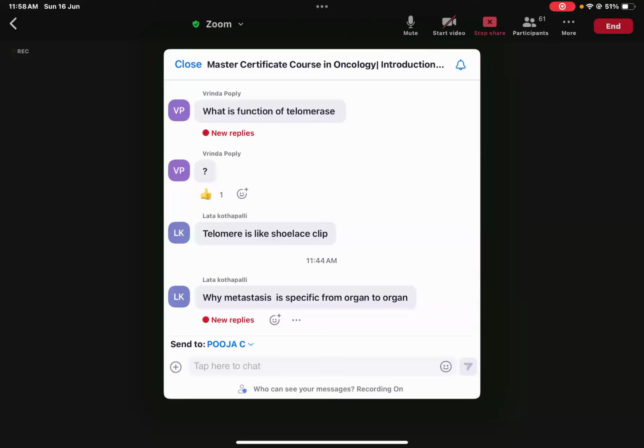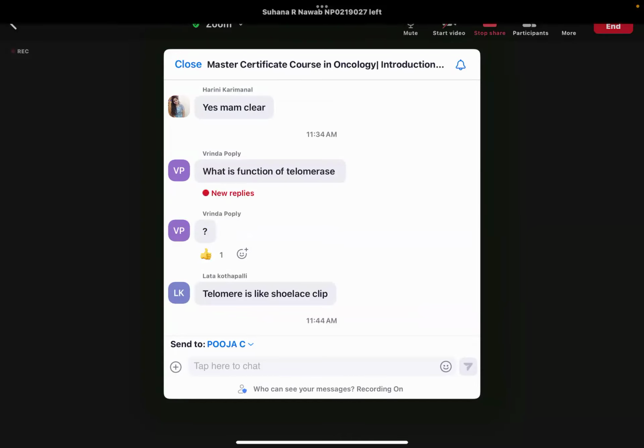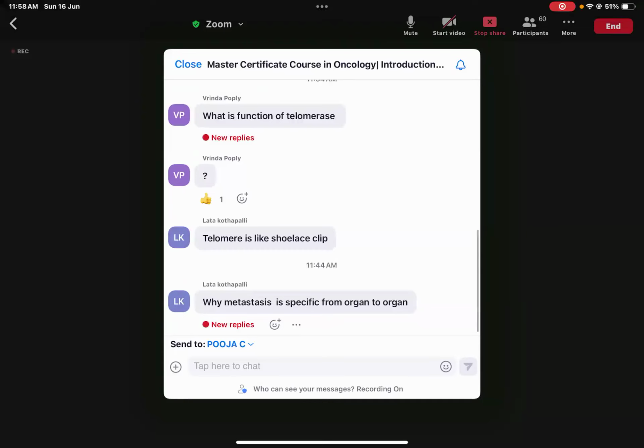What is the function of telomerase? See, this polymerase, telomerase, helps in the growth or expansion of that molecule. So the telomere will start growing, or it will be stable, meaning telomere shortening is avoided. So yes, telomerase is like a shoelace clip, correct.